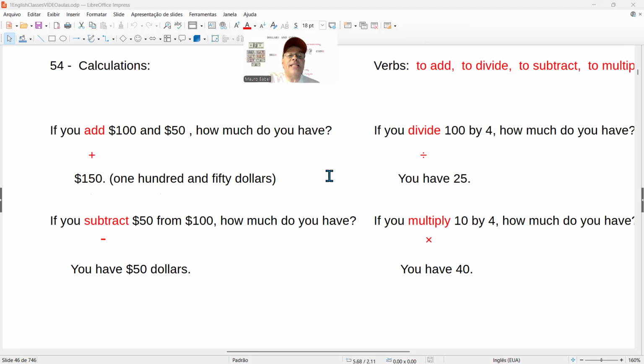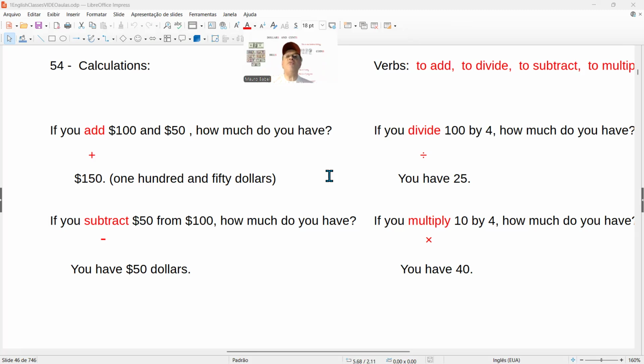If you add $200 and $100, how much do you have? All right, you have $300. Perfect. Agora repete a parte da pergunta, né? Por exemplo, if you add $500 and $500, how much do you have? Aí você começa. If you add $500 and $500, you have $1,000, tá? Repete esse iniciozinho também, que é para praticar.